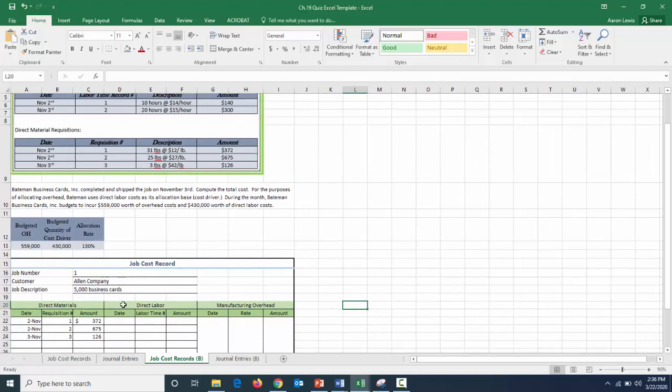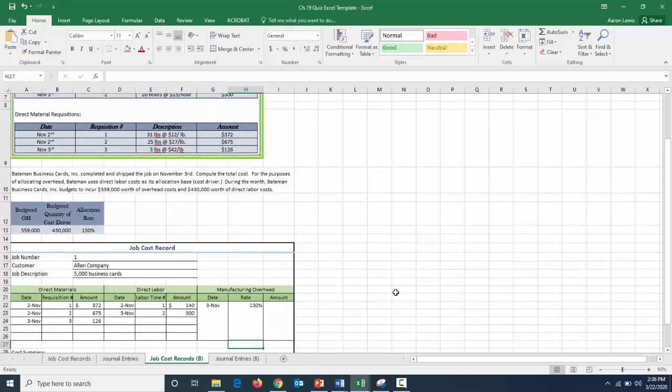For the direct labor portion of this, we're going to use our labor time tickets up here. So on November 2nd, in labor time record number 1, employees worked long enough producing these cards for Allen Company to earn $140 worth of wages. On November 3rd, in labor time ticket number 2, employees earned an additional $300 working on this job. The job finished on November 3rd, so that is the date that we are going to allocate overhead to it. And we already determined that our overhead allocation rate is equal to this 130% that we had over here.